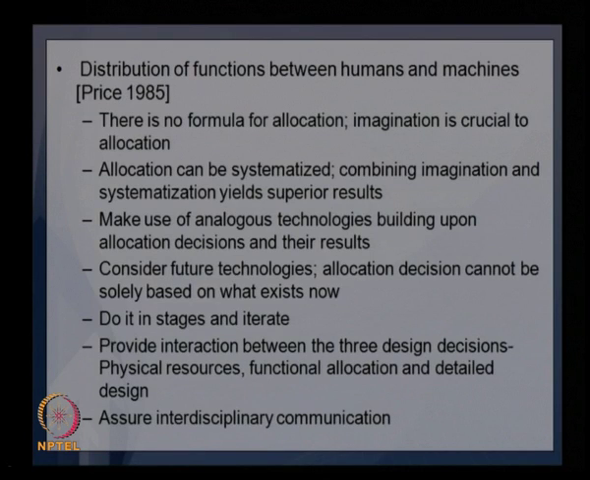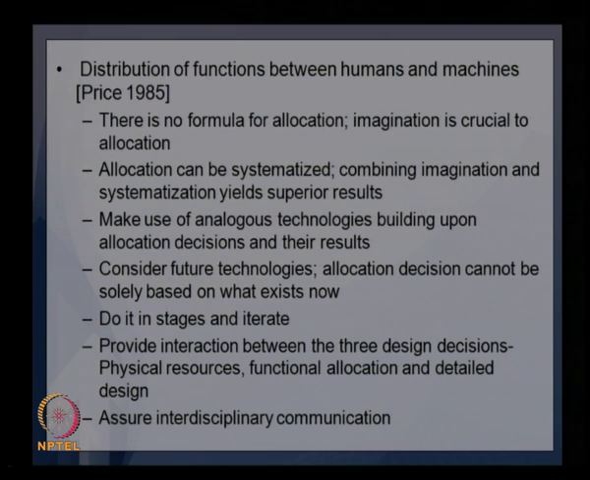Another point to be taken care of is future technologies. We need to make sure that whatever allocation we do, it also caters to future technologies. The allocation decision cannot be solely based on what exists now. We need to look at the future, at what technologies exist or what the possibilities of changes in technology are, and accordingly allocate the functions and ensure that future technologies can be easily adapted, so that when the technology improves, some of the functions previously done by humans or some other system can be moved to the machine.